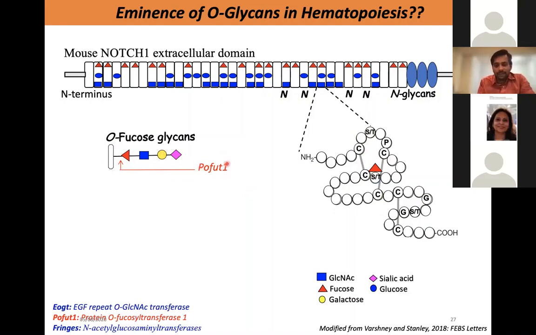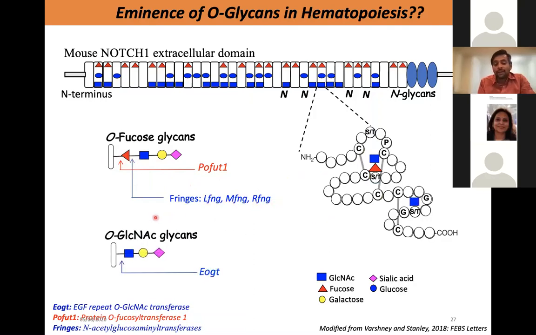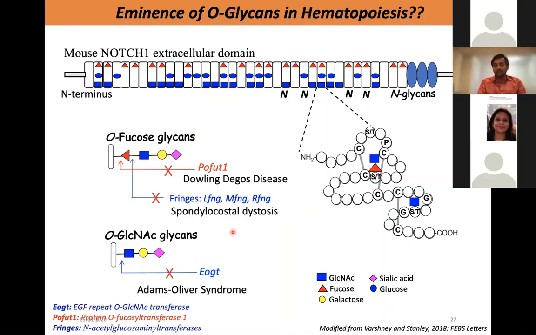POFUT1 is an enzyme, protein O-fucosyltransferase 1. It catalyzes the addition of O-fucose in the EGF repeats of the Notch protein, and this is further elongated by the fringes, that is Lunatic, Manic, and Radical fringes. We have another enzyme, EGF repeat O-GlcNAc transferase, EOGT, that catalyzes the addition of O-GlcNAc between the 5th and 6th cysteine residues, attaching to serine residues. These are very important enzymes for studying Notch signaling. But deletion or mutation of these genes causes different genetic diseases: Dowling-Degos disease. Deletion of the fringes, mainly Lunatic Fringe, causes spondylocostal dysostosis, and EOGT causes Adams-Oliver syndrome.